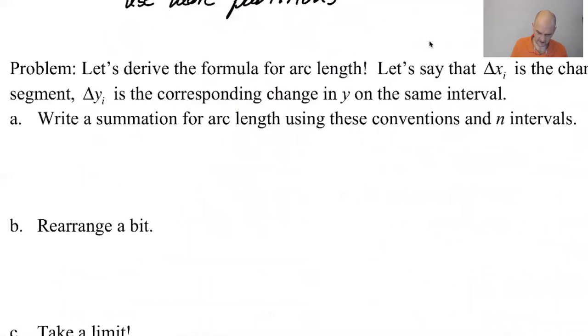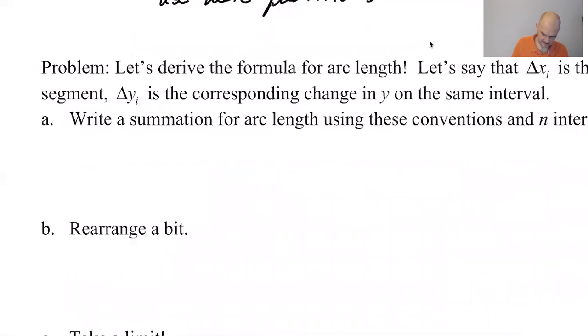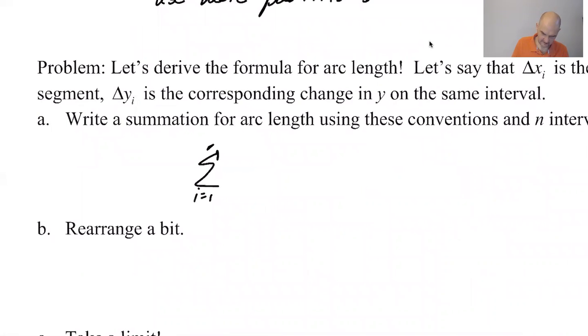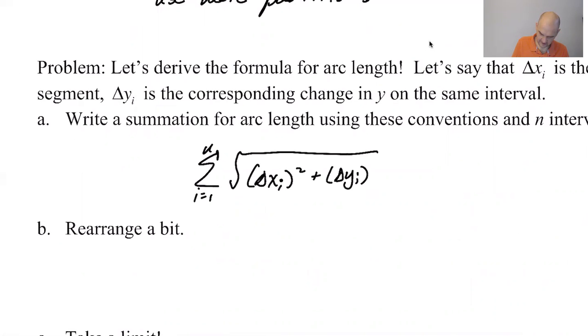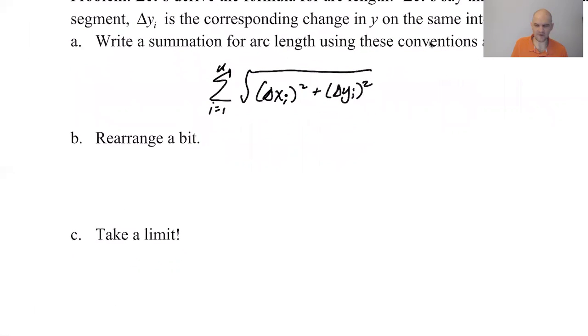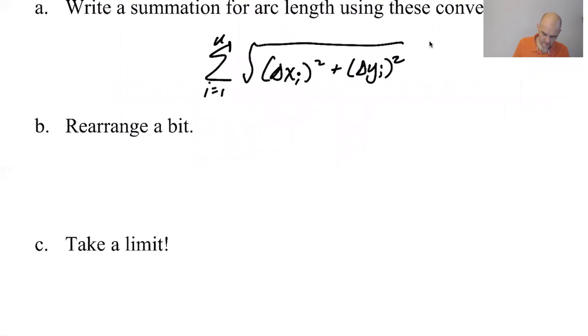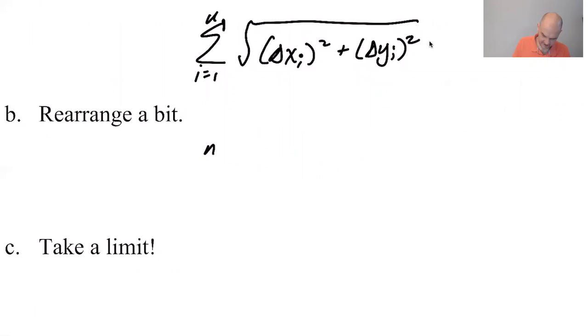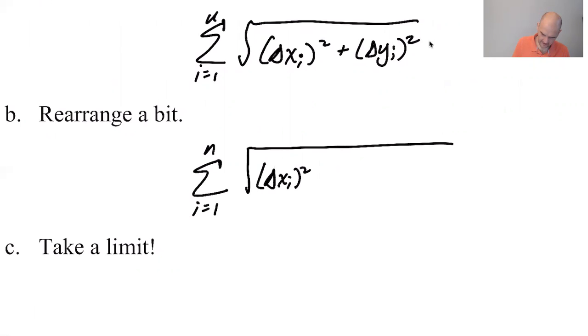So here, what we're saying is we want to add up from i equals 1 to n the square root of delta x sub i squared plus delta y sub i squared. And so then what we can do is mess around with this. We're going to do that in a particular way. What I'm going to do is take delta x sub i squared out of everything.